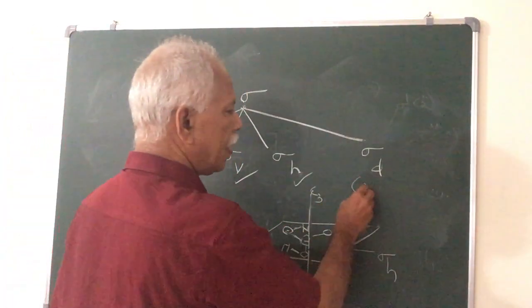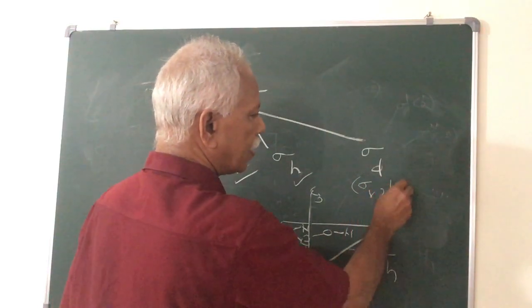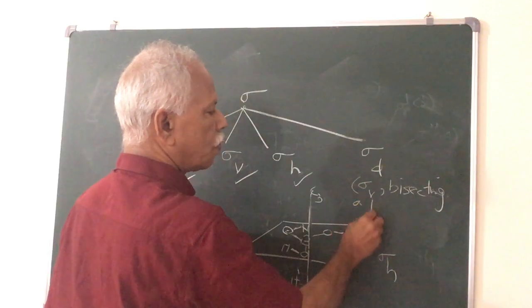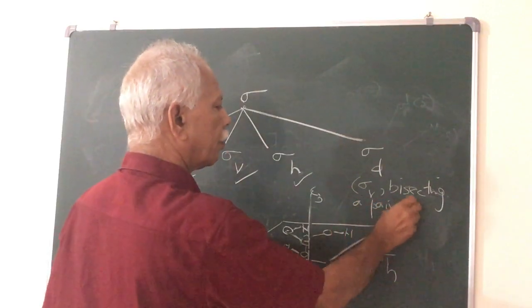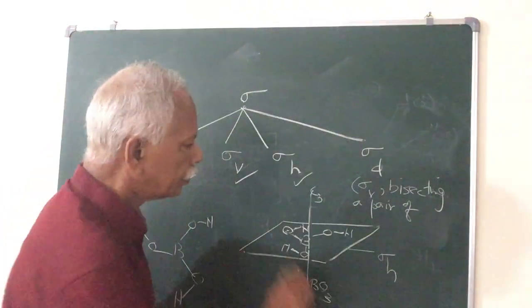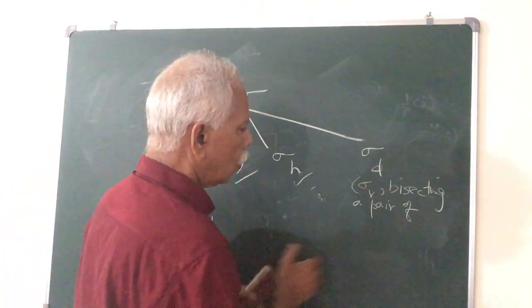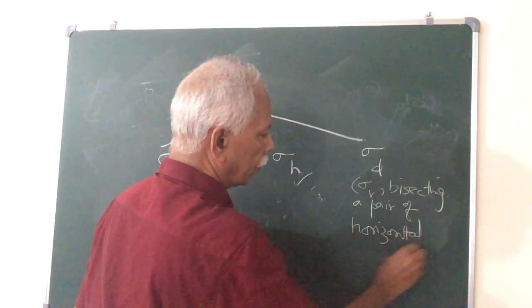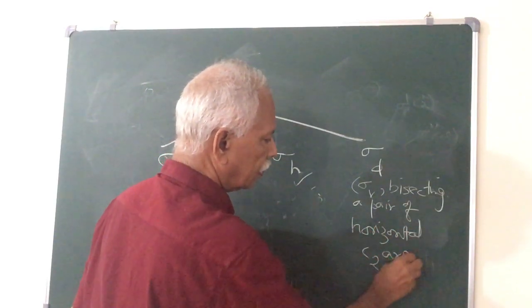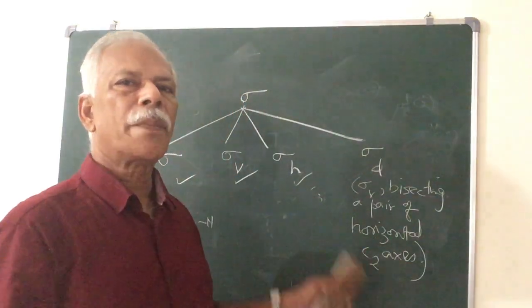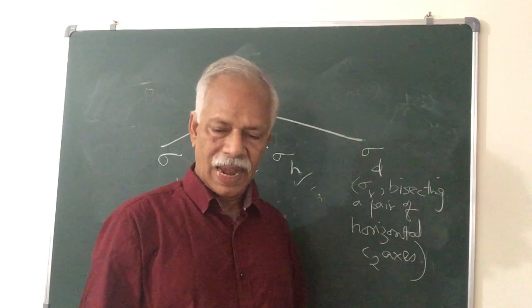Vertical plane of symmetry bisecting a pair of horizontal C2 axes. For beginners of the topic of symmetry, we will just leave it like that.